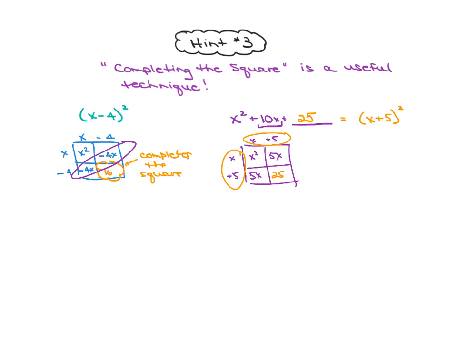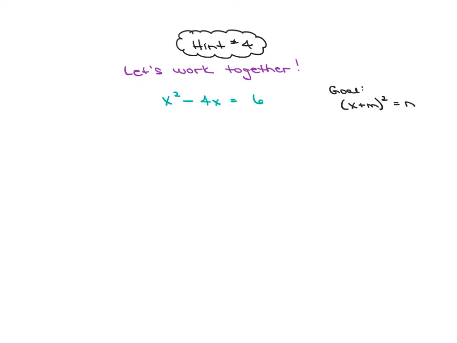So here's my question to you. How can I apply this technique of completing the square to convert my equation x squared minus 4x equals 6 into something that looks like x plus m, some number, squared, is equal to some other number? And if we can get here, we can use the square root method. Okay, pause me, keep working. If you need another hint, come back and watch. If you feel like you've discovered the technique, go watch the second video.